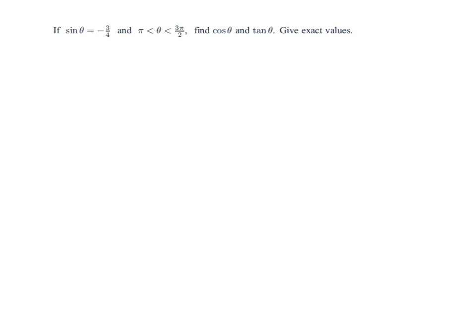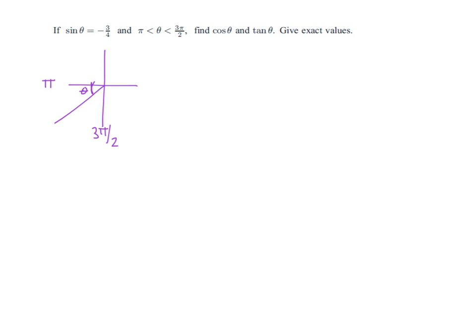If sine of theta is equal to negative 3 over 4, and theta is between pi and 3 pi over 2, find cosine of theta and tangent of theta. Between pi and 3 pi over 2 is the third quadrant, because this is pi, this is 3 pi over 2. So theta is the angle that forms with the x-axis, so this will be the theta.